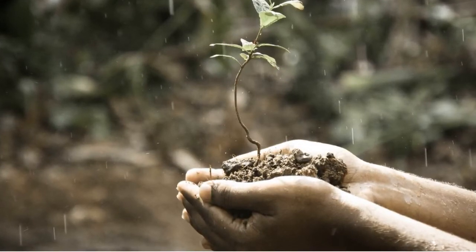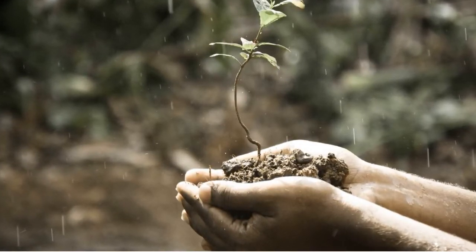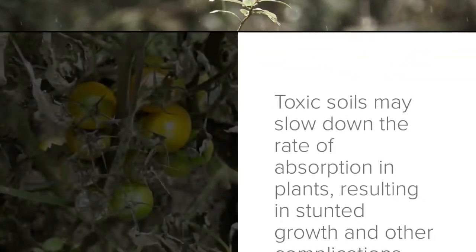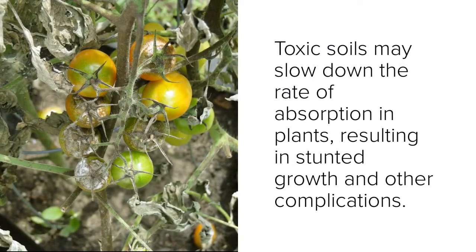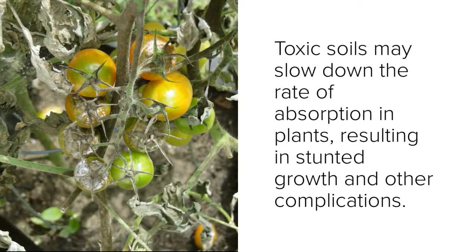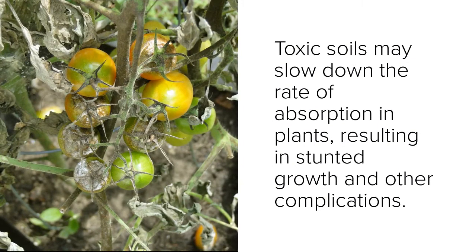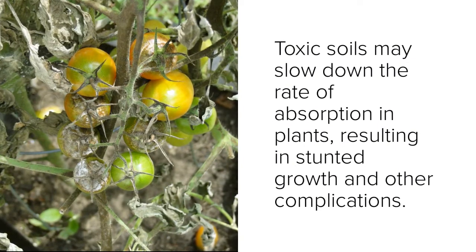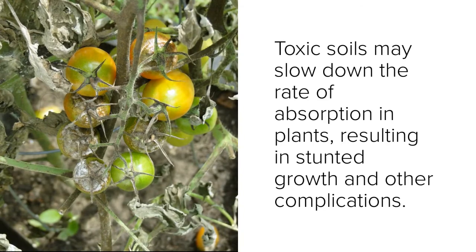Acid rain also causes aluminum to leach through the soil, causing aluminum toxicity. Toxic soils may slow down the rate of absorption in plants, resulting in stunted growth and other complications. Seeds can fail to germinate in soils contaminated by acid rain.